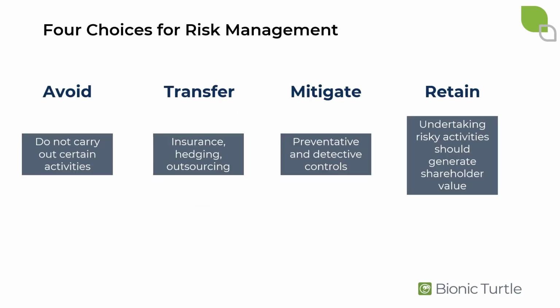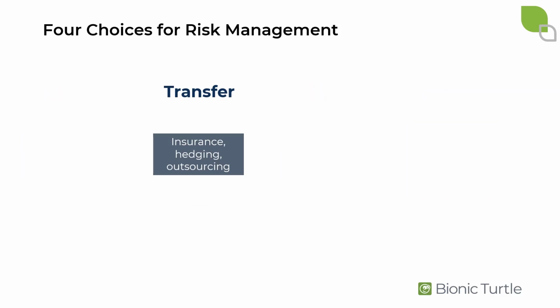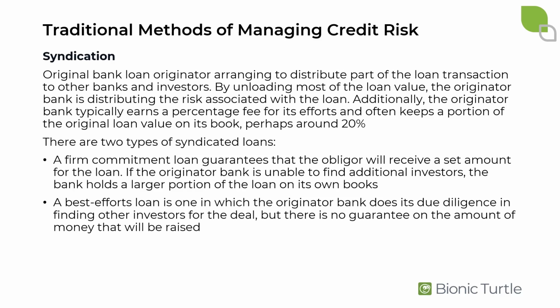Back to our classic ways of dealing with risk, you can also transfer. And again, prior to the advent of credit derivatives, there were some methods you could use to transfer credit risk. First of all, syndication. Your original bank loan originator here is arranging to distribute part of the loan transaction to other banks. By unloading the loan, you are also distributing the associated credit risk. Don't have to get rid of all of it, might keep a percentage of the loan. We're saying here, for example, 20%. But the rest of it has been moved on.